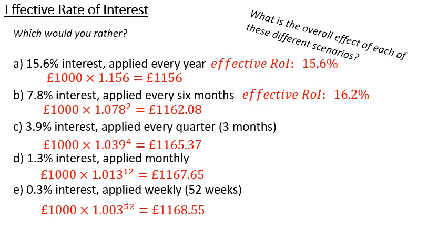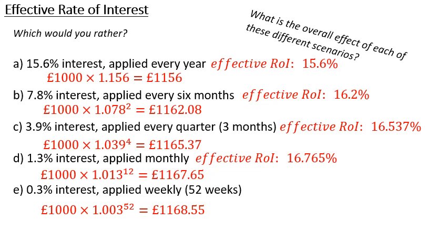In part C, if you calculate the size of the percentage multiplier and convert it into a percentage increase, we can see it's a 16.537% increase. For part D, 1.013 to the 12, that's equivalent to a 16.765% increase, and the final one is 16.855%. Remember what these mean. This is essentially how much you would need a bank account to be paying if they were only compounding every year. This tells you the advantage you get by having monthly or weekly compounding periods.